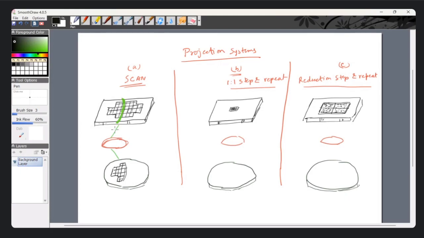Just this much has been transferred, and the rest of the portion is still blank, a blank wafer, and this rest of the portion from the mask is yet to be transferred.